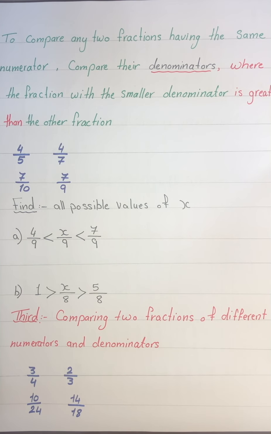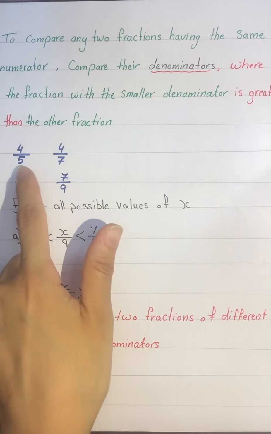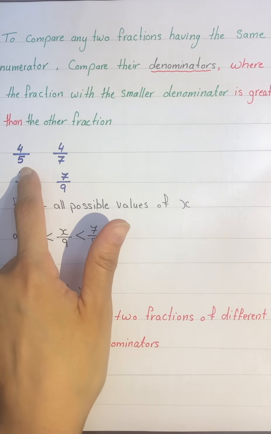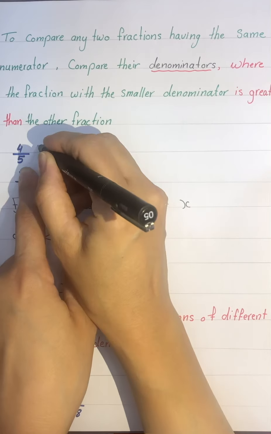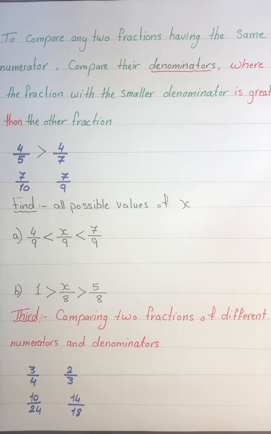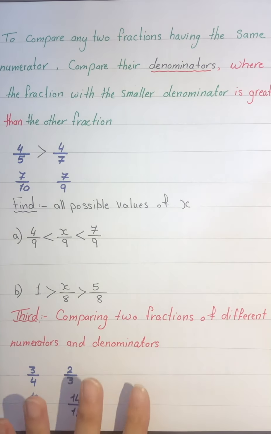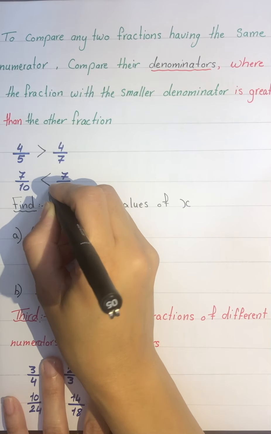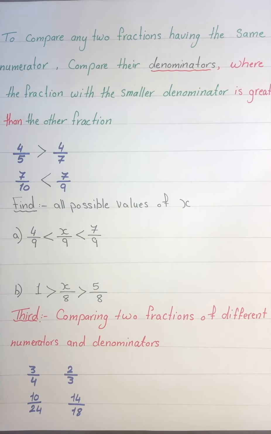Look at this. 4 over 5 bigger or 4 over 7? They have the same numerator. 5 is smaller than 7. It means 4 over 5 is bigger than 4 over 7. Okay, 7 over 10 or 7 over 9? 7 over 10 is less than 7 over 9.